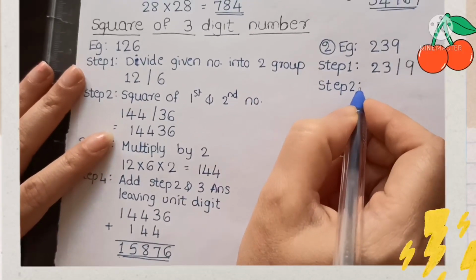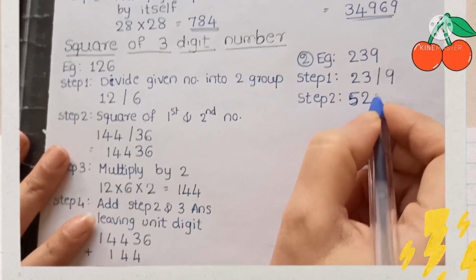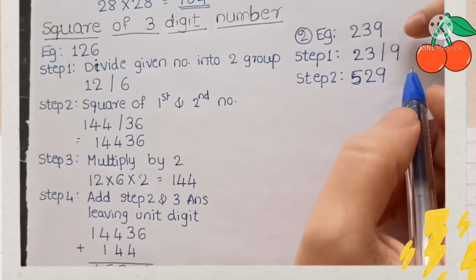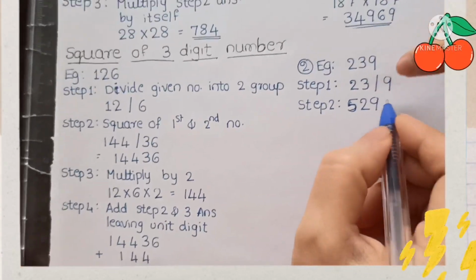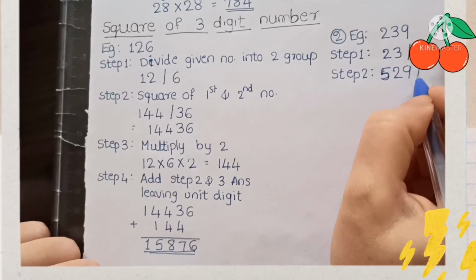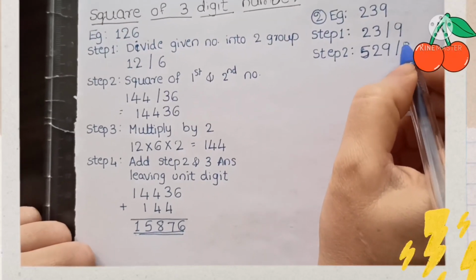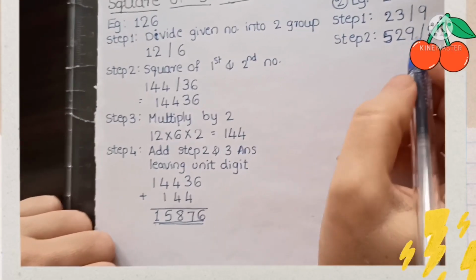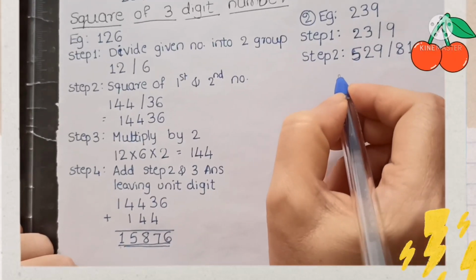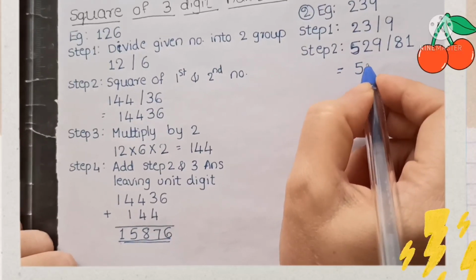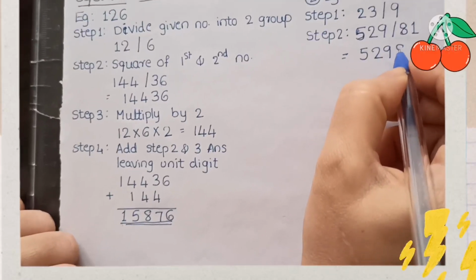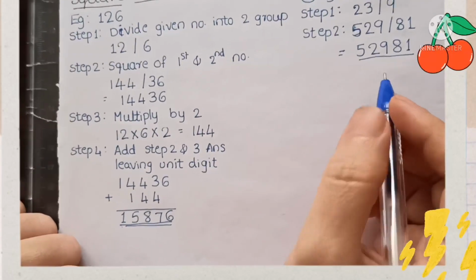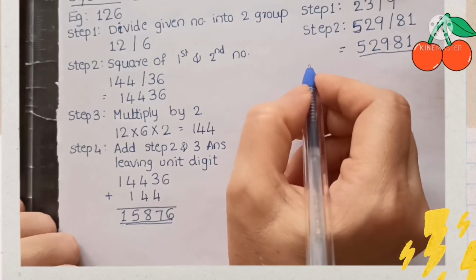In the second step, we have to find the square of the first number, which is 23, and the second number, which is 9. So the square of 23 is 529 and the square of 9 is 81. Then we write these numbers and merge them, meaning we write both numbers in common: 52981. This is our exact number.